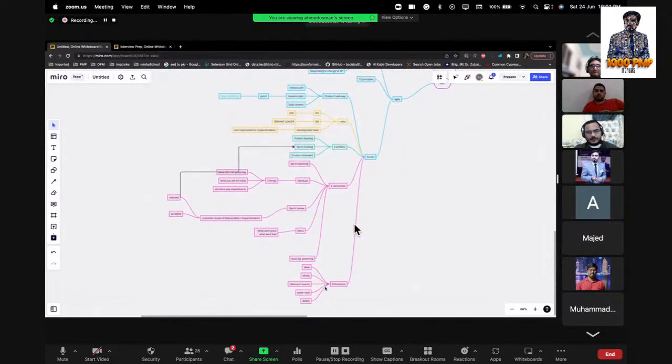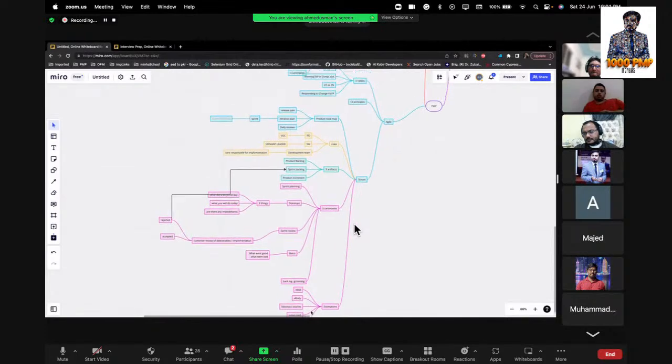Then we have estimation methods like Ideal, Affinity, Fibonacci series, Poker Card, and Delphi. These are agile things.